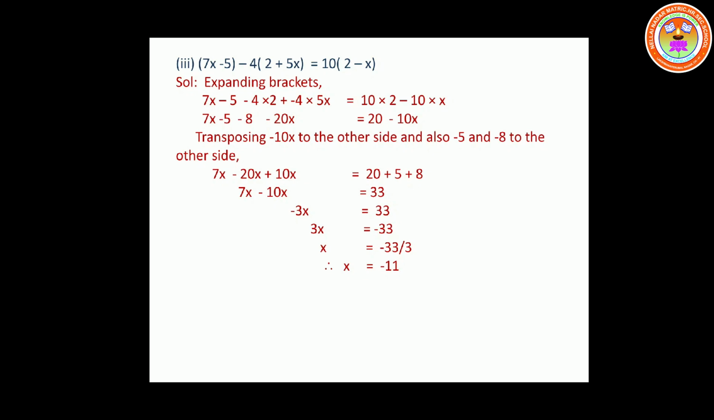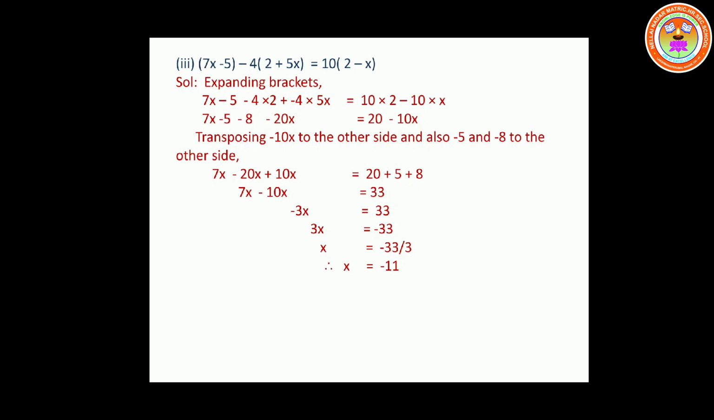Now after the multiplication, 7x minus 5 minus 4 into 2 is 8. Minus into plus becomes minus. 4 5s are 20, x is there. That is equal to 10 into 2 is 20. Minus 10 into x is minus 10x.